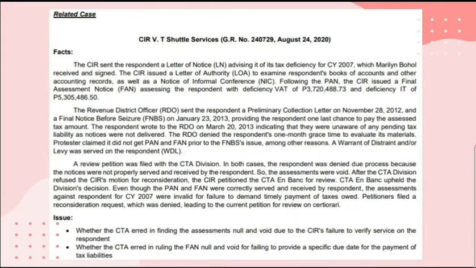The case related to this will be the Commissioner of Internal Revenue, the petitioner, versus T Shuttle Service Incorporated, the respondent. The relevant facts are as follows. July 15, 2009, the Commissioner of Internal Revenue issued a letter of notice informing of the discrepancies found after comparing its tax returns for calendar year 2007. The Bureau of Internal Revenue issued a follow-up letter dated August 24, 2009.